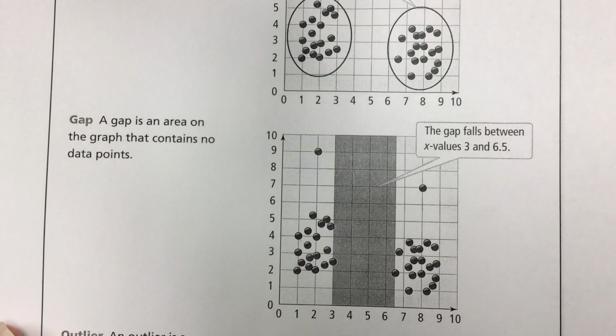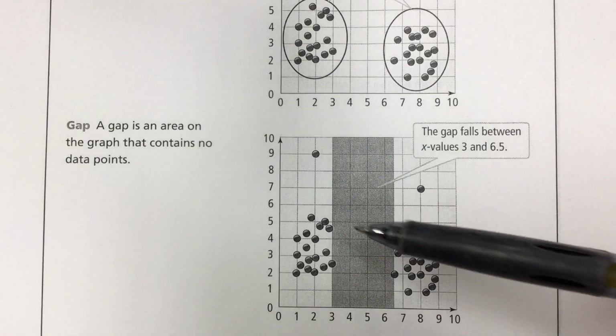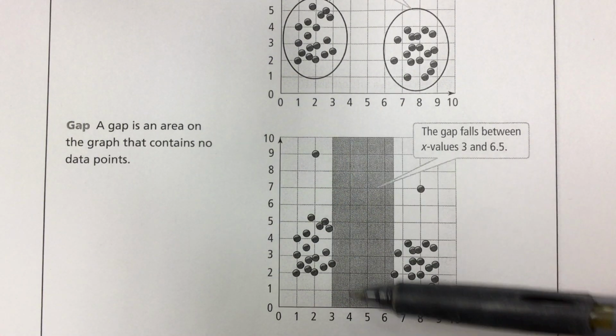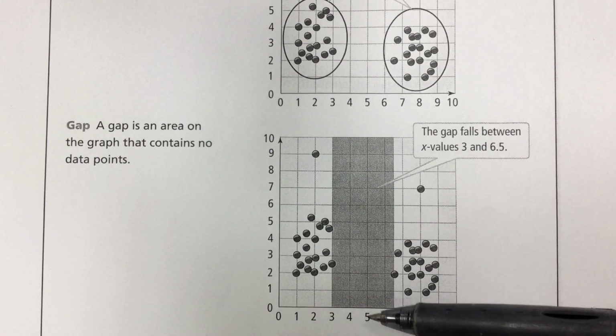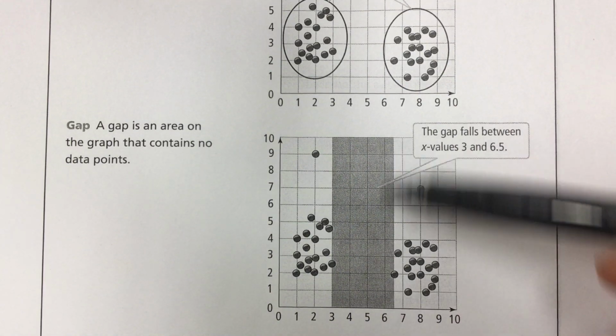Next, let's talk about a gap. A gap is an area on the graph that contains no data. In other words, here we have a cluster and a cluster here, but this area right here is a gap. The gap falls between x values of 3 and 6.5, so this shaded area here, we call this a gap.